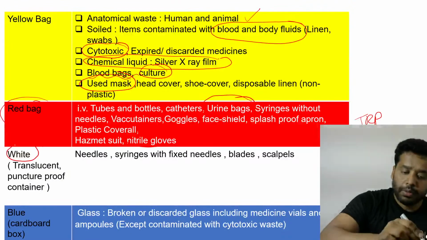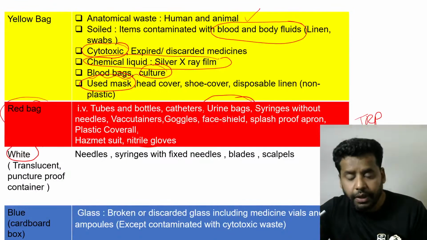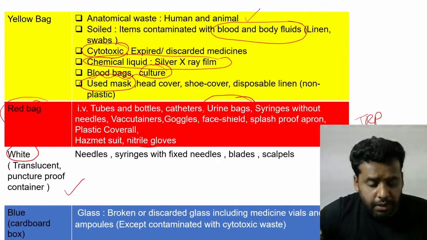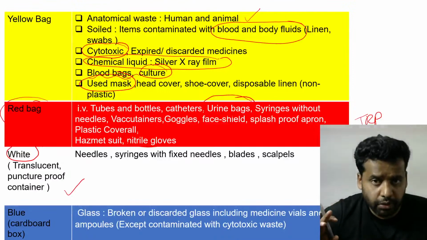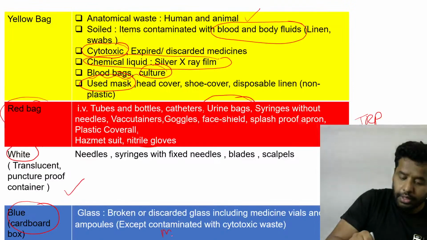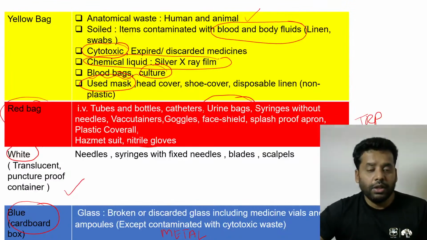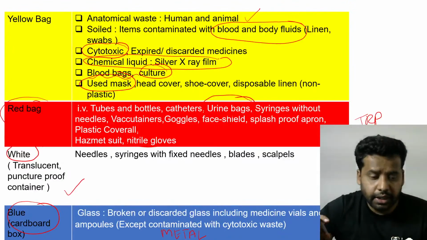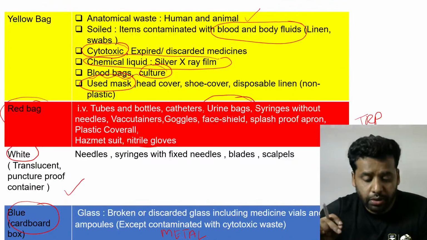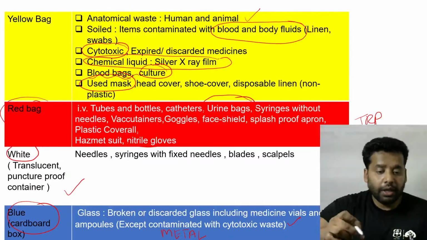White color is for sharps, something which can prick or cut. We have to use white color, puncture proof containers. And if they ask blue cardboard box, it is for glass and metals. Any metallic implants will go in blue. And any glass, broken, unbroken, if it is glass, it is blue. Only if they ask a question on glass with cytotoxic waste, ampules with cytotoxic waste, then only mark yellow.